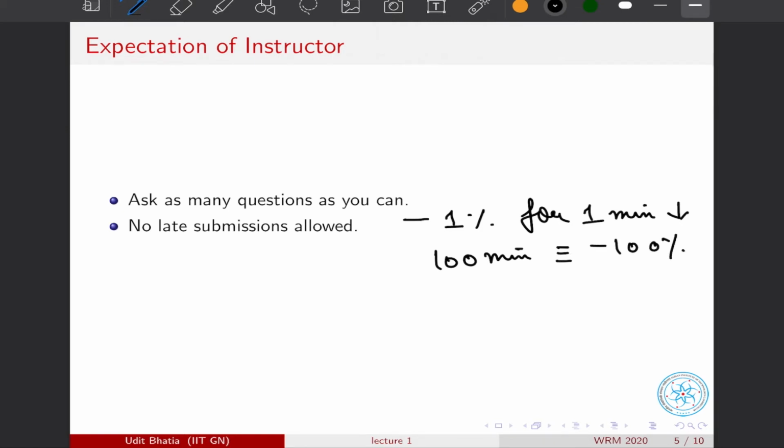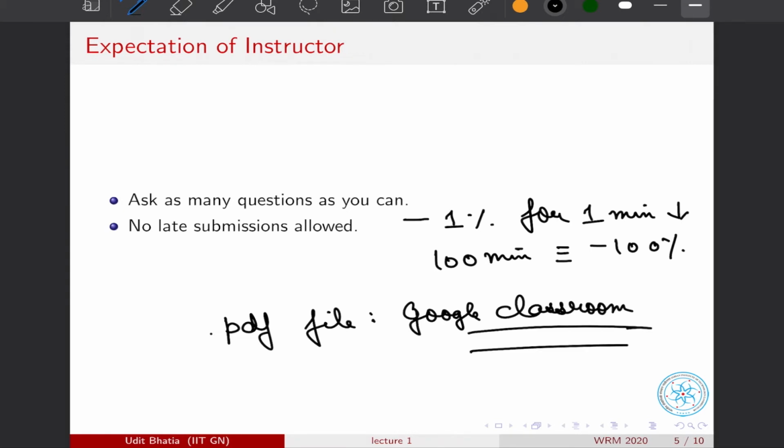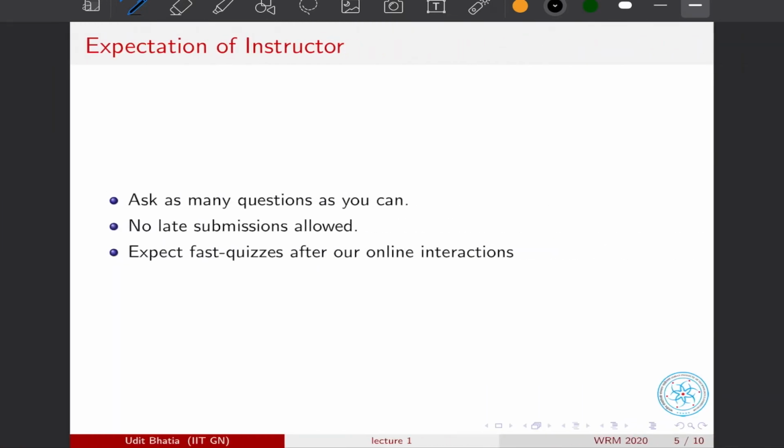Now, another thing is that you have to submit all your submissions as .pdf files unless specified otherwise on Google Classroom. We have already initiated Google Classroom, and I will post link to Google Classroom in the description box below, and it is encouraged you join it. Similarly, we have created one WhatsApp group for better communication with students. So again, you are requested to join that WhatsApp group. And finally, you should expect fast quizzes after our online interactions.